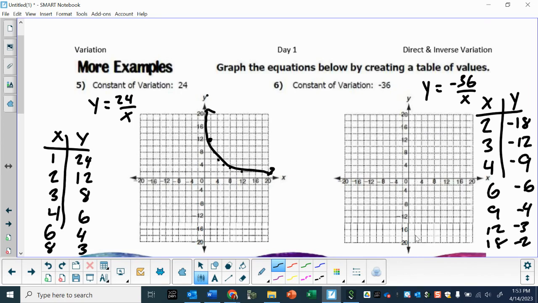2, negative 18; 3, negative 12; 4, negative 9; 6, negative 6; 9, negative 4; 12, negative 3; and 18, negative 2. And this curve goes down here.